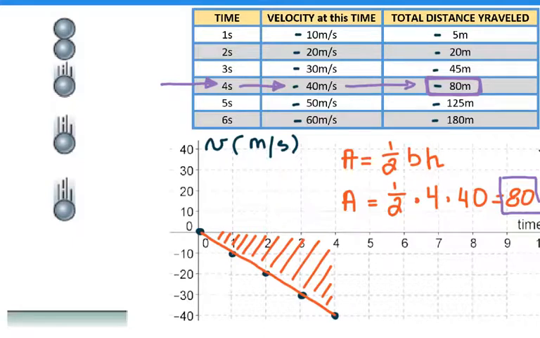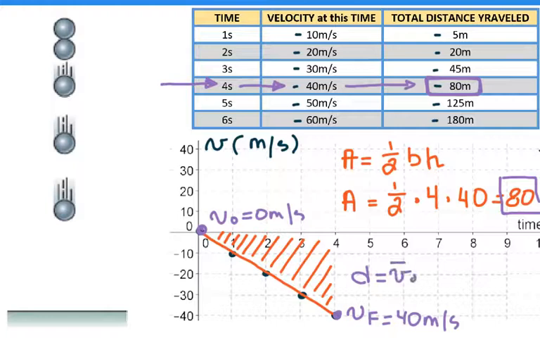So in other words, I could take initial velocity is 0 meters per second. Final velocity is 40 meters per second. And the distance is average velocity times the time. My average between 0 and 40 is 20. And the time I see is 4 seconds. So it still gives you 80 meters. So the area underneath the velocity graph will represent the distance an object traveled.